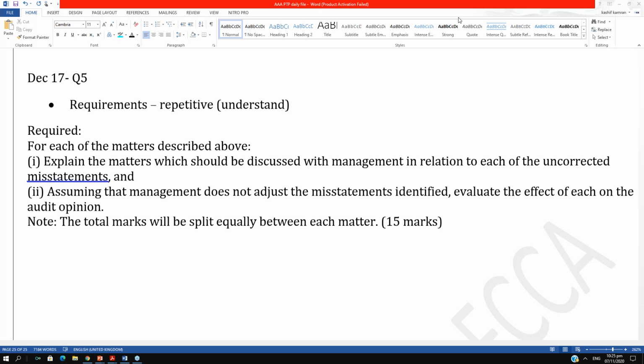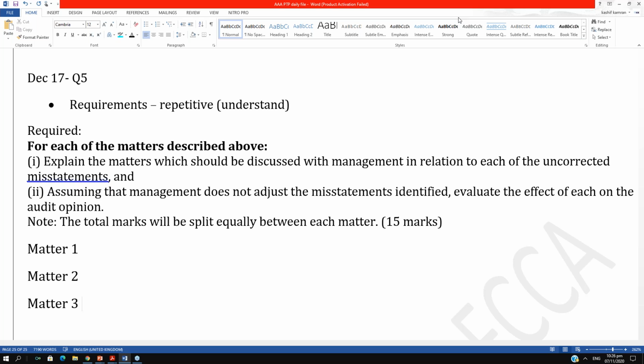For each of the matters described above. Now, how many matters do we have above? We have matter 1, matter 2, and matter 3. There are 3 matters in this question. So the examiner is saying, for each of the matters described above, what do we need to do?